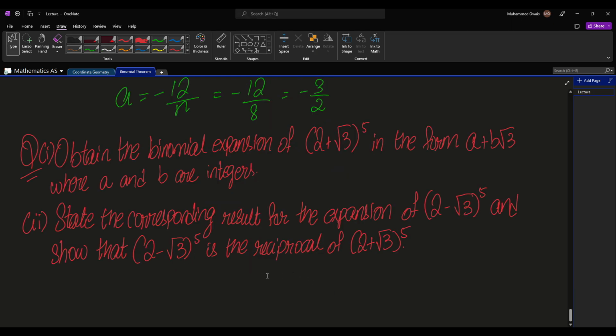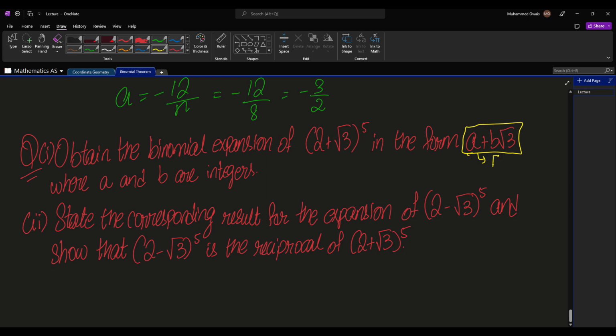Alright, now then we have here another question regarding the binomial expansion. This time it is asking us to expand the binomial expansion of this term, (2 plus under root 3) to the power 5, in the form a plus b under root 3. So then what is this form?